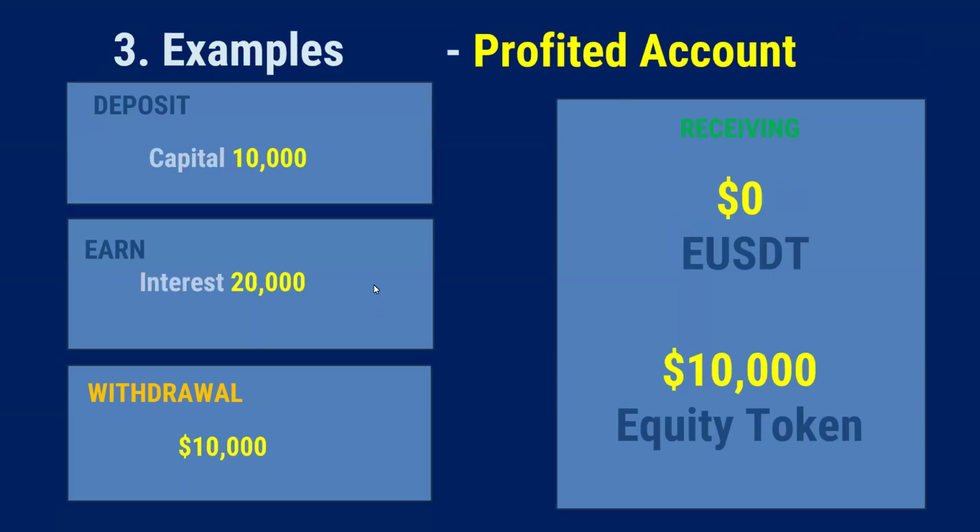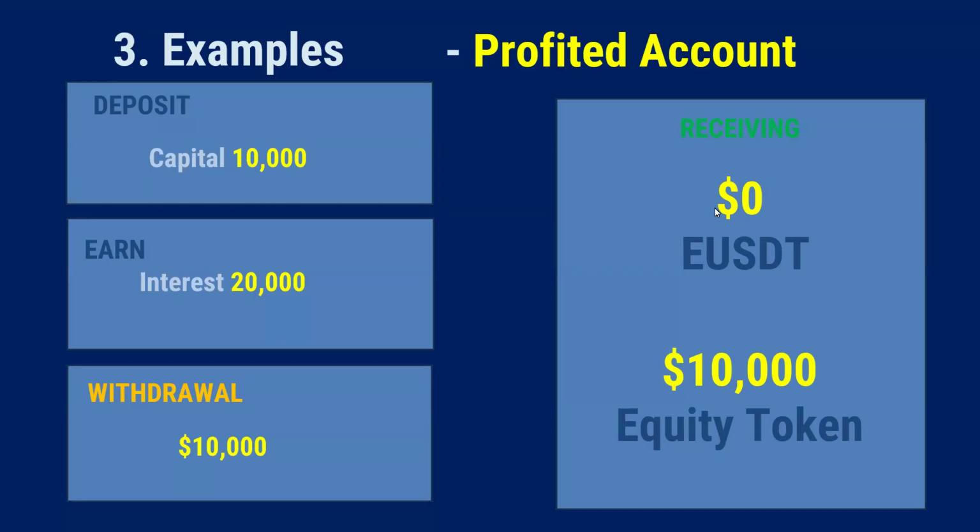Okay, profited account. All right. What is a profited account? Example, if you deposit 10,000, earn 20,000 interest, and you withdraw $10,000. Deposit minus withdrawal equals 0, so you will get 0 EUSDD. All right. And the 10,000 remains as your equity token. This will reflect it as a profited account.